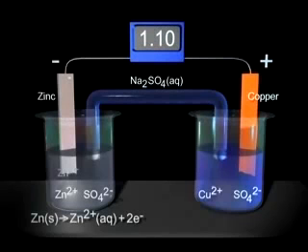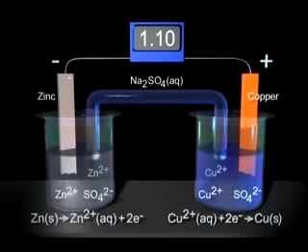As the cell reaction proceeds, zinc atoms of the zinc electrode lose electrons and move into the solution as zinc ions. At the same time, copper(II) ions acquire electrons at the copper electrode and form copper metal. The reaction in the left-hand compartment is oxidation of zinc. The electrode at which oxidation occurs is called the anode.